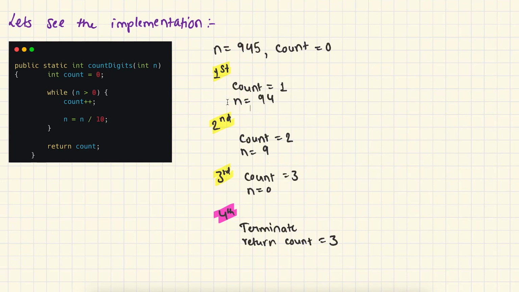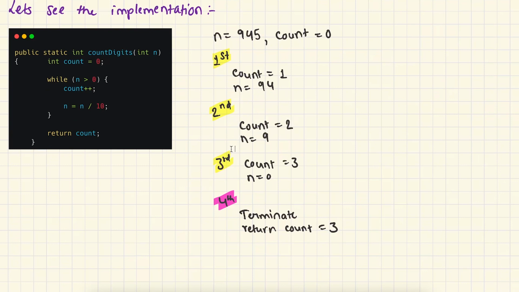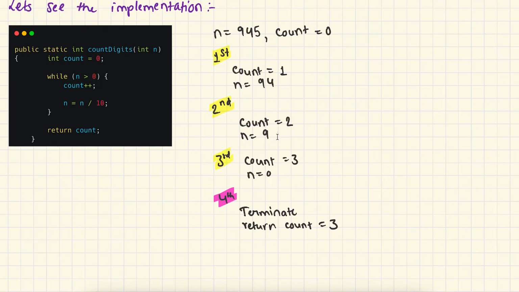Now in the second iteration, again the while loop checks if n is greater than 0. This time also our n is 94, the condition becomes true, and our value of count becomes 2 and the value of n becomes 9. In the third iteration, our value of n, 9, is again greater than 0. That's why the value of count is incremented by 1 and it becomes 3, and now the value of n becomes 0 because 9 divided by 10 gives you 0.